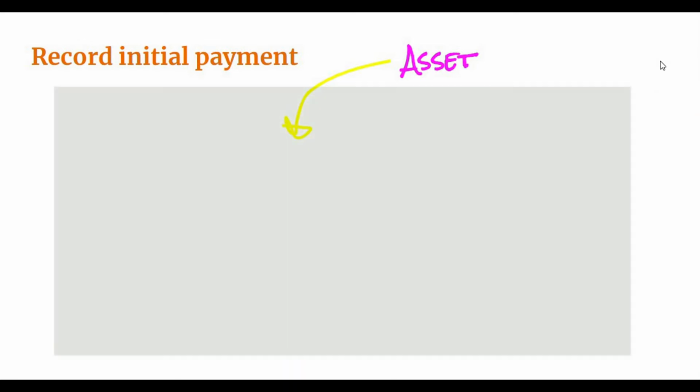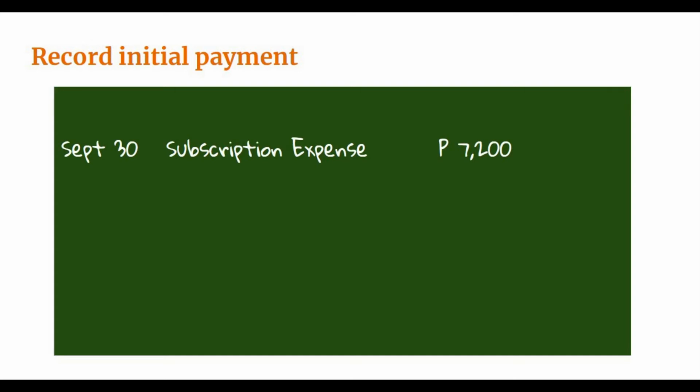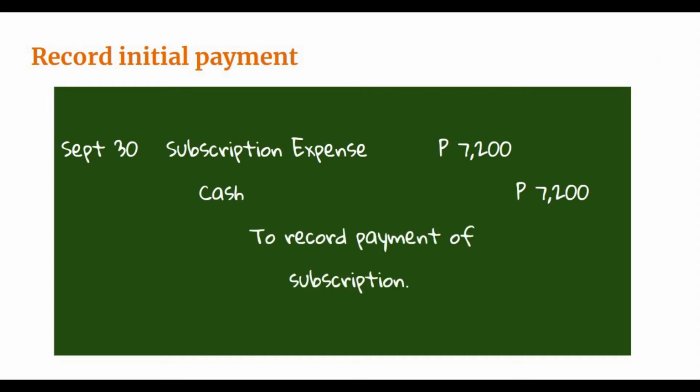Another way of recording is your expense method. So, if you are the bookkeeper that would like to recognize payments as an expense, you can use this. So, September 30, subscription expense, 7,200. Credit cash, because you paid cash, 7,200. And this is to record payment of subscription.